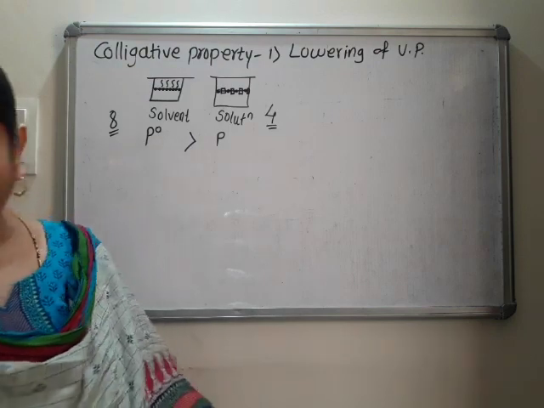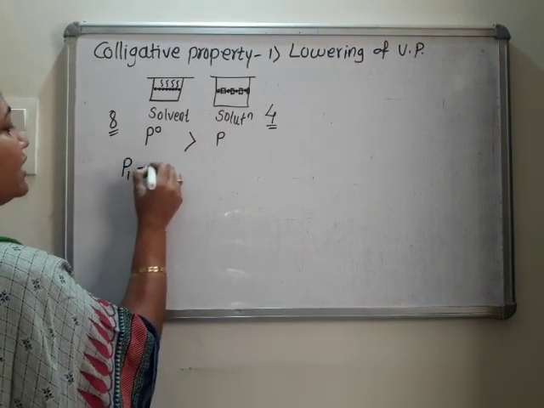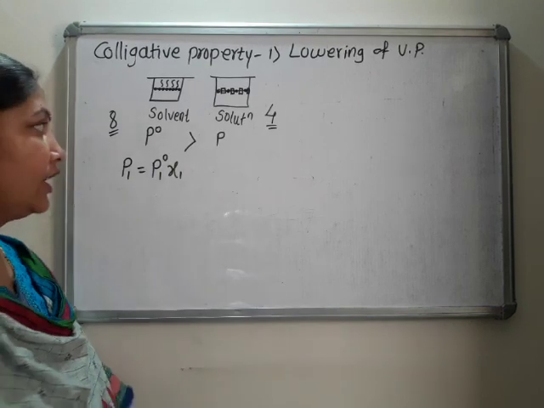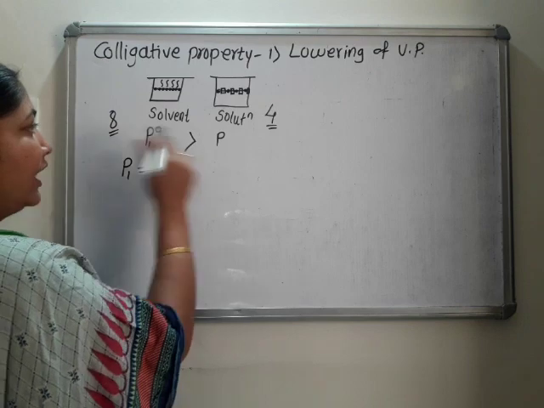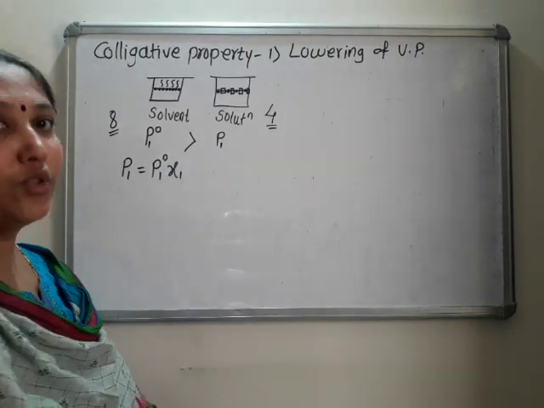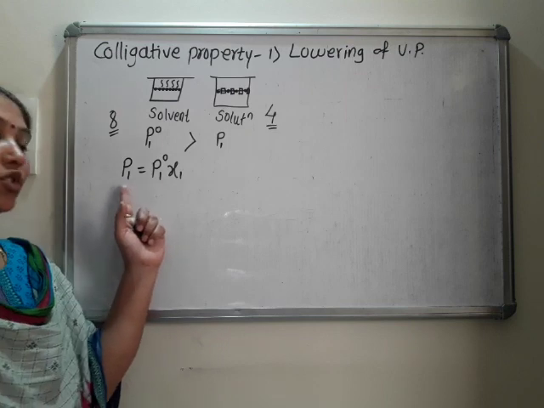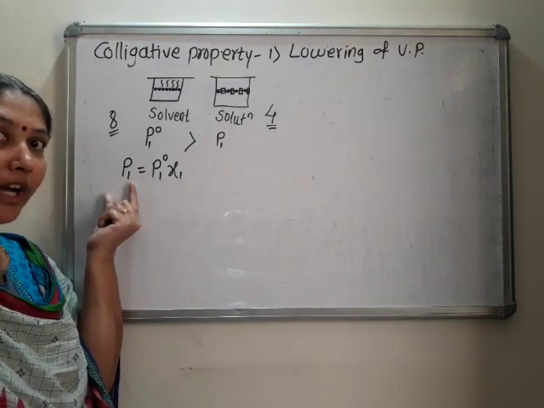So according to Raoult's law, we can say P1 is equal to P01 x1, right? This is vapor pressure of pure component and this is vapor pressure of solution, P01 and P1. So according to Raoult's law, we can say P1 is equal to vapor pressure of that component.